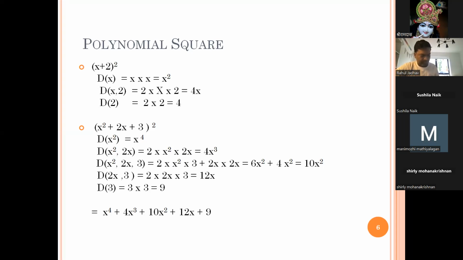Clear? Sorry, I should write the answer. I forgot to write the answer. The answer is x square plus 4x plus 4. Clear?